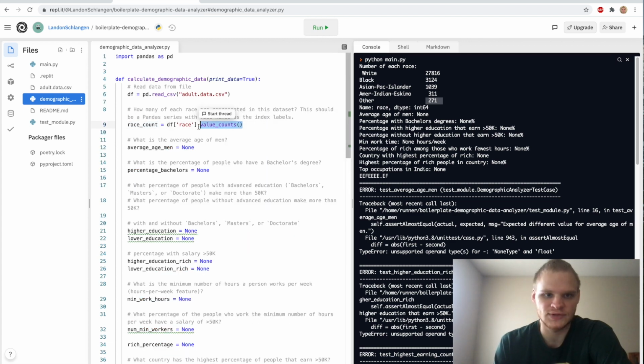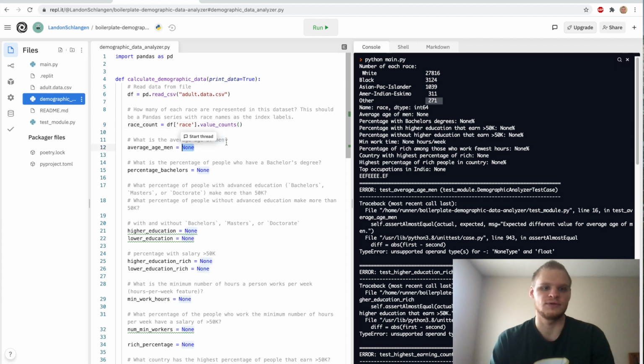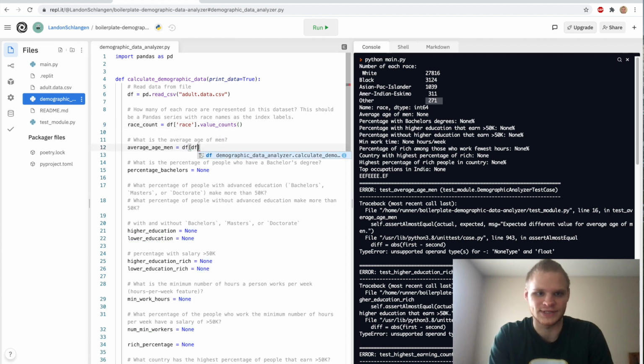So yeah, the way I was doing this before, I was doing for loops and stuff, but yeah, this is way easier. Next thing, average age of men. To do this, we have to go into the data frame another time, just so that we can compare things. So we need the sex of the individual, where the sex equals male. And then after we do that, we find the age.